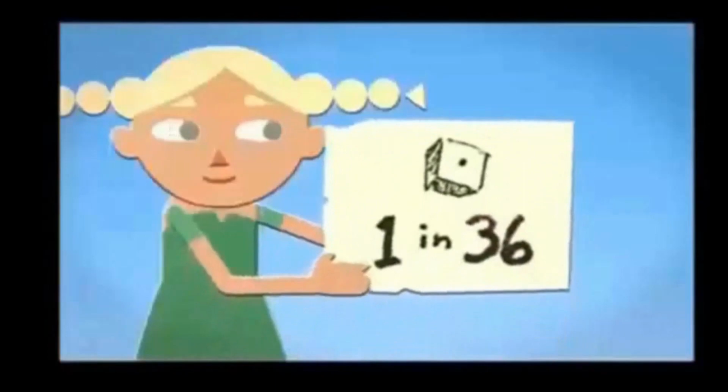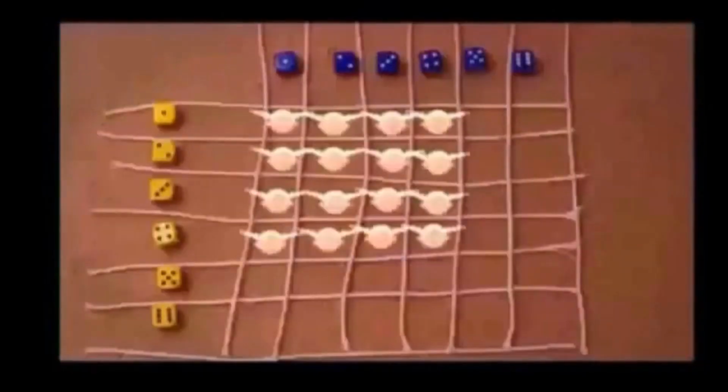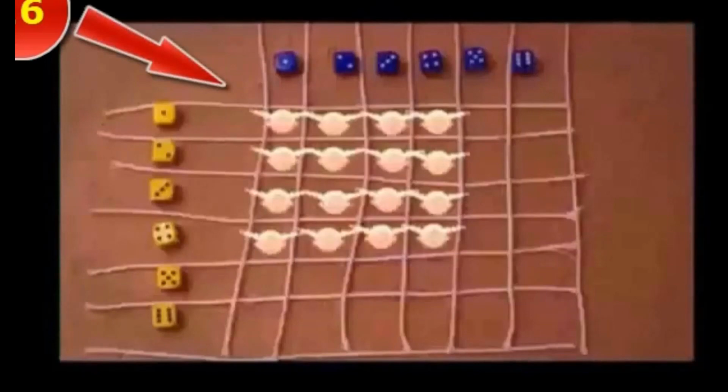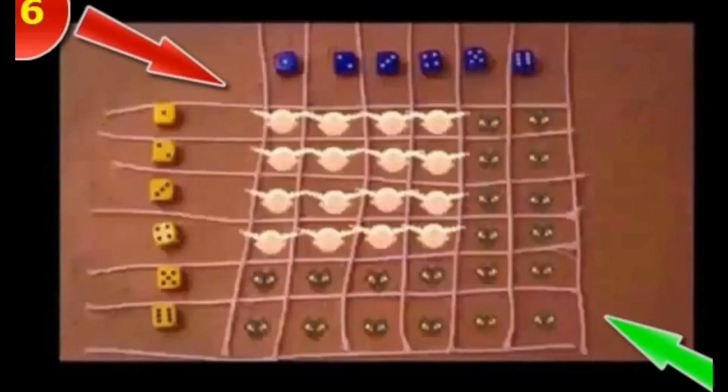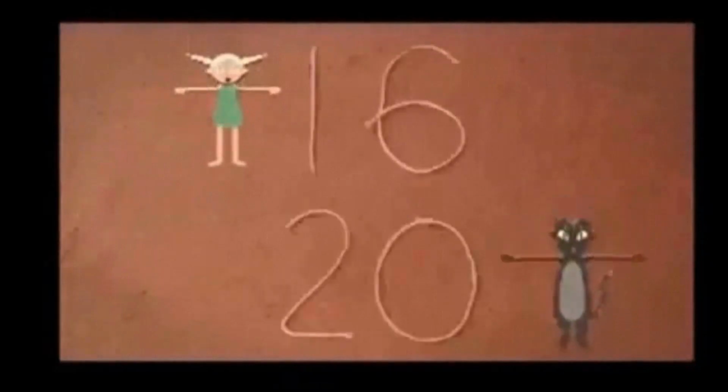There is only a 1 in 36 chance that 1 will be the highest number, but there's an 11 in 36 chance that 6 will be the highest. So if any of these combinations are rolled, player 1 will win. And if any of these combinations are rolled, player 2 will win. Out of the 36 possible combinations, 16 give the victory to player 1, and 20 give player 2 the win.